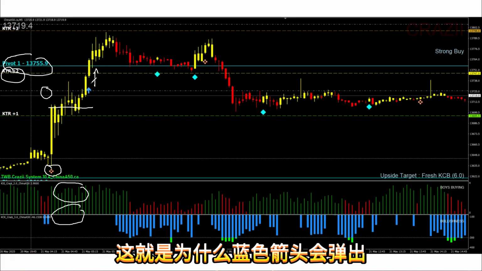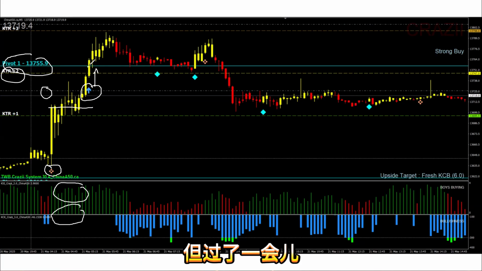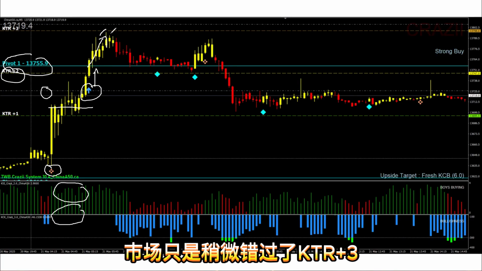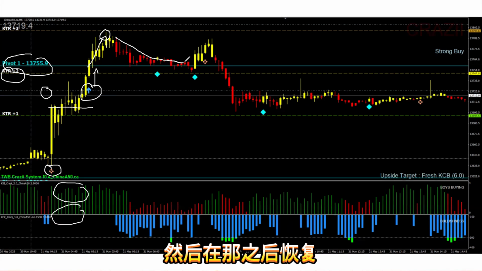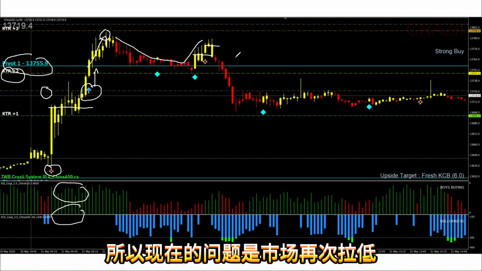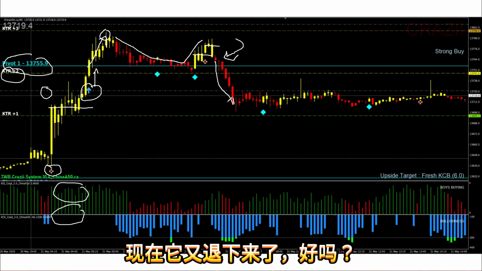A brush and hit pivot. That's why the blue arrow will pop up. But after a while later, the market just missed the KTR plus 3 by a little bit. And then after, the price pulled right down. And then after that recovers. And the same thing as before. So now the thing is this, the market again pulls below. And now it's coming up again.